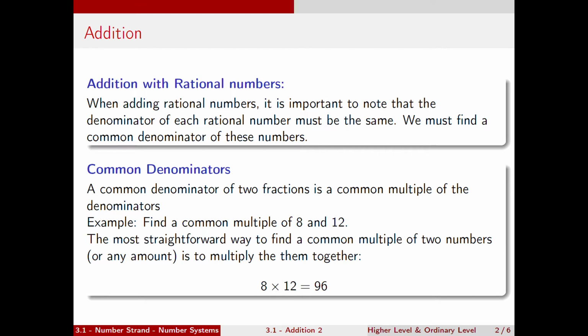It's important to note that common multiples of numbers are not unique. There are more than one, and we'll see in future slides that there is a way we can find the smallest or lowest common multiple to make our lives easier. But for now, we'll just look at a common multiple in this way.